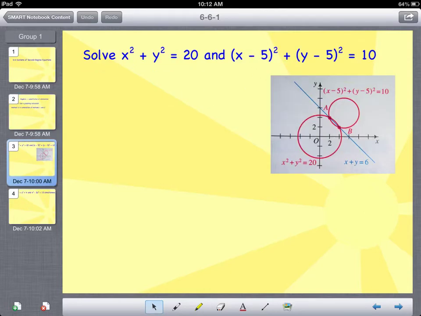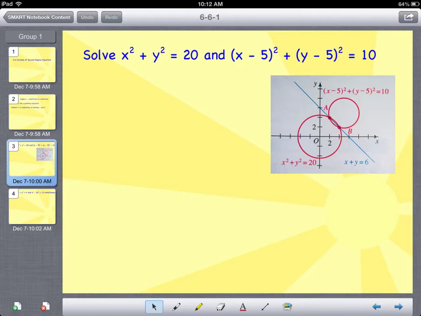So here's one of 2 examples I'm going to go over in this video. It says to solve x squared plus y squared equals 20, which you can see is a circle, and (x minus 5) squared plus (y minus 5) squared equals 10, which is another circle. I copied a picture of what we have in our book, what these 2 circles look like. And I'll explain the blue line here in a second, the x plus y equals 6 line.